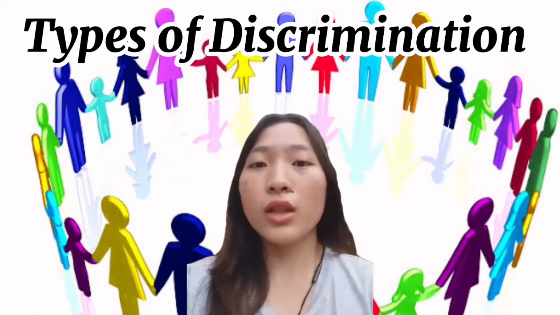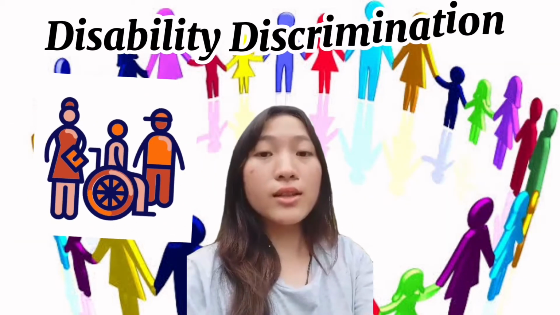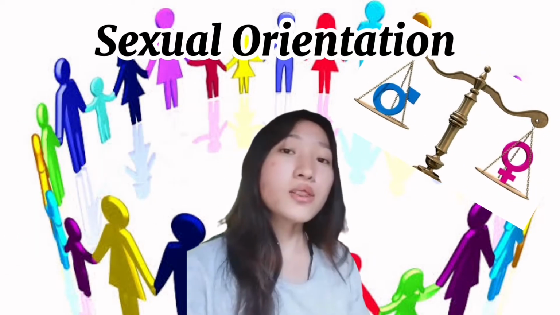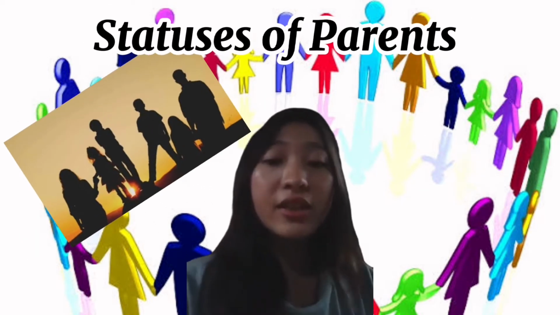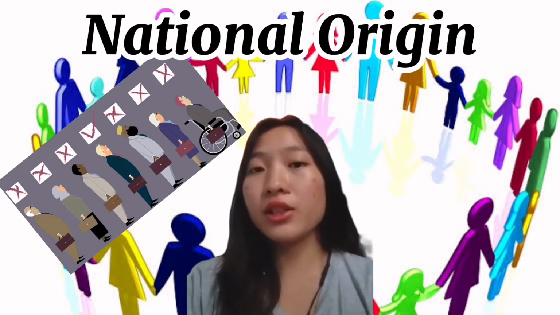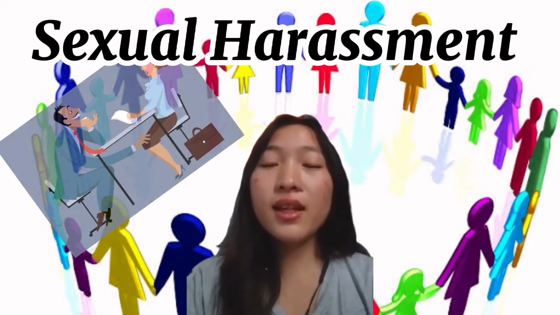There are a lot of types of discrimination: age discrimination, disability discrimination, racial discrimination, sexual orientation, status as a parent, religious discrimination, national origin, pregnancy, and sexual harassment.